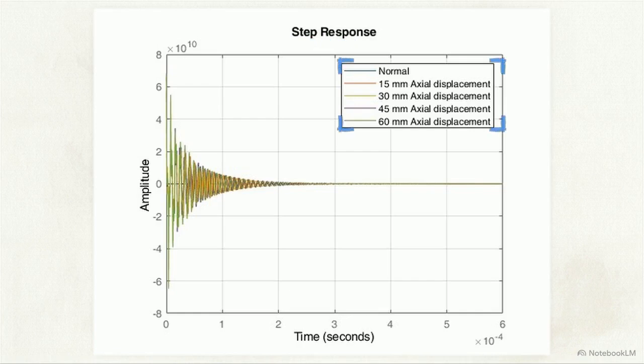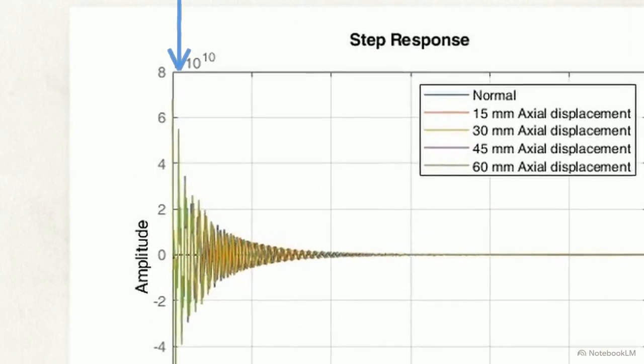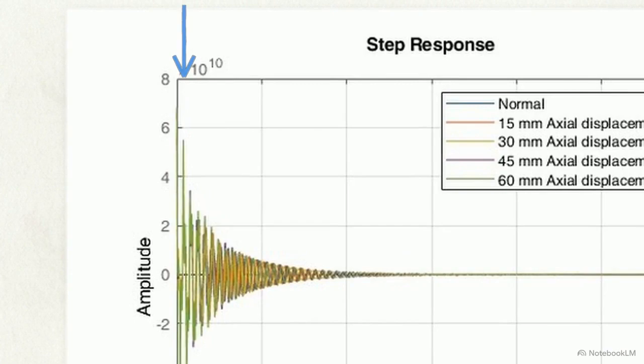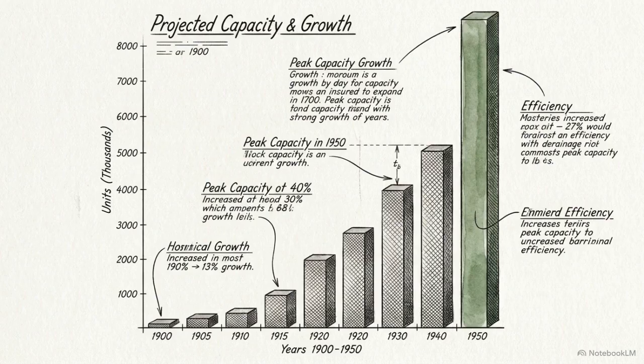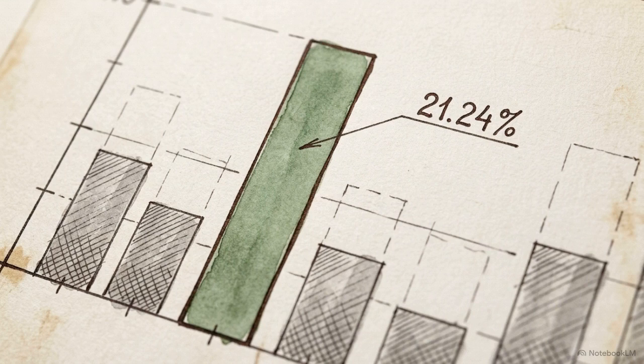This is the Figure 7 plot comparing the healthy baseline to the 4 displacement levels. Dismissing the identical settling times, we isolate the amplitude of the first extrema. The raw sensitivity holds up to scrutiny. A 60mm displacement yields a highly detectable 21.24% change in amplitude compared to the baseline.